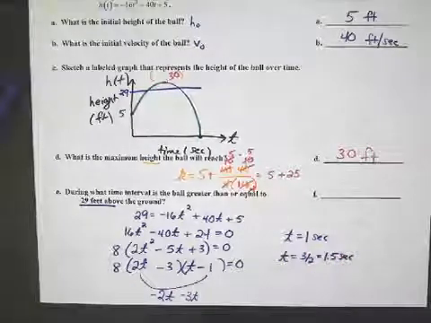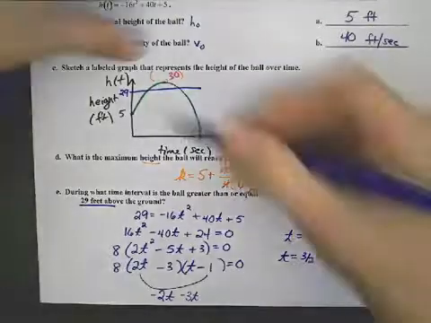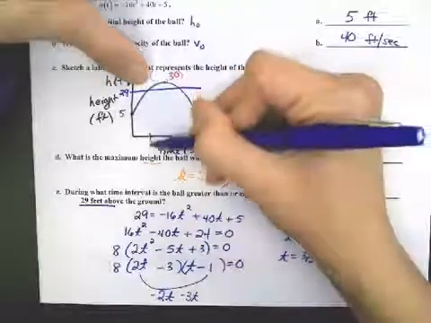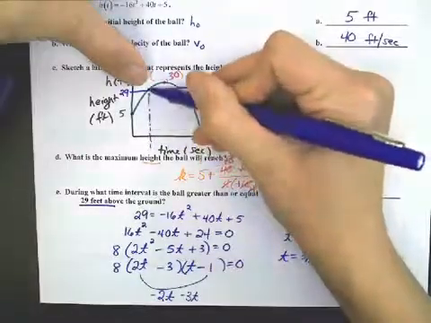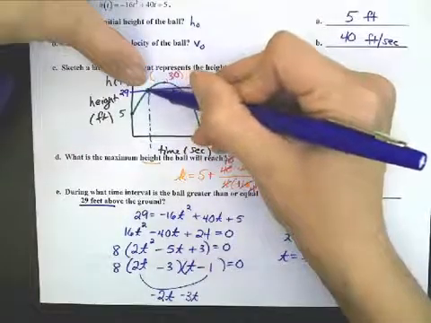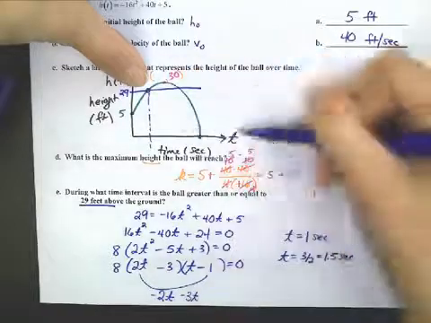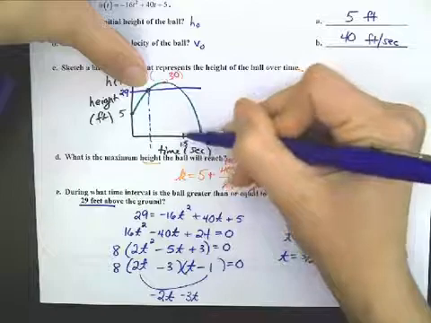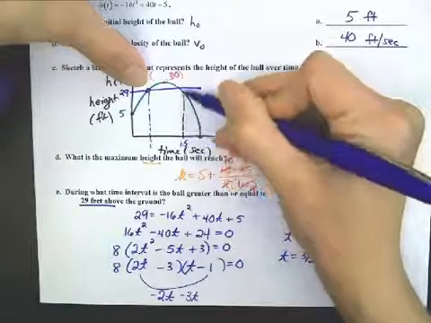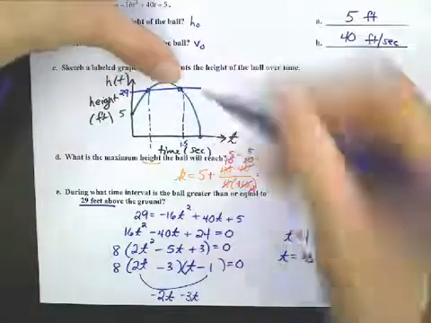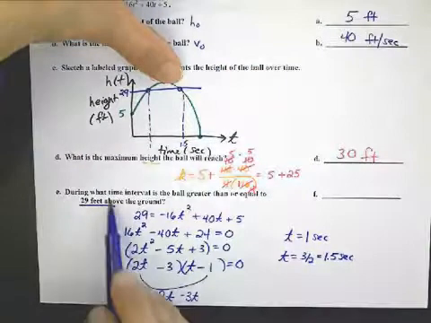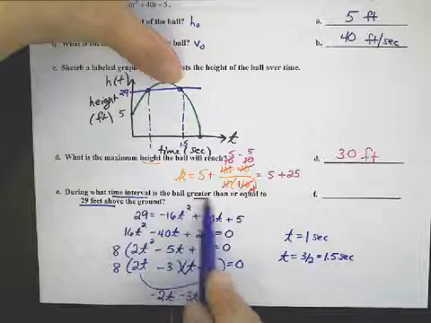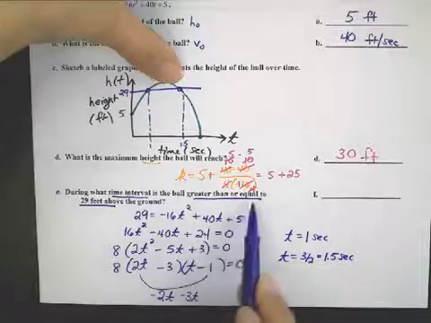So let's go look at our graphic here to make sure, does this make sense? So here's 1 second. At 1 second, it's 29. And then 1.5 seconds must be right here. 1.5 seconds, right there. Now it says, during what time interval is the ball greater than or equal?